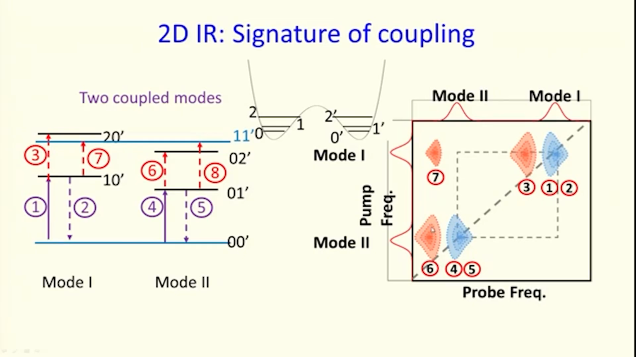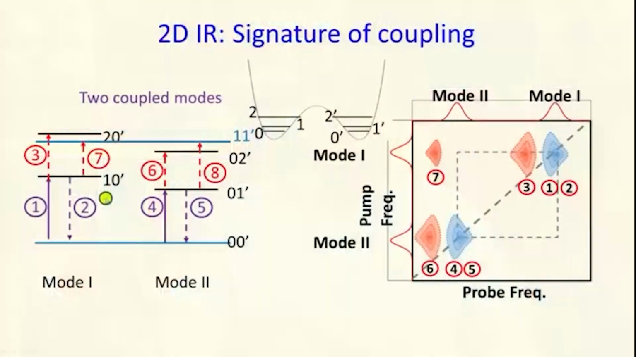Okay. Then the other thing that happens is that the moment you have this 10-dash to 11-dash transition, the second oscillator gets promoted from 0-dash to 1-dash level. Yes, 10-dash to 11-dash, as we said, is essentially a 0-dash to 1-dash promotion when the first oscillator is in V equal to 1 level.